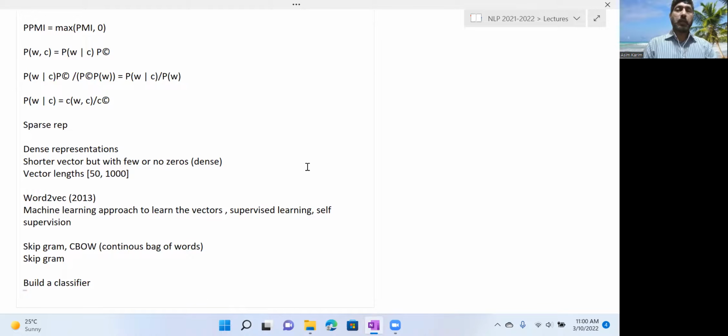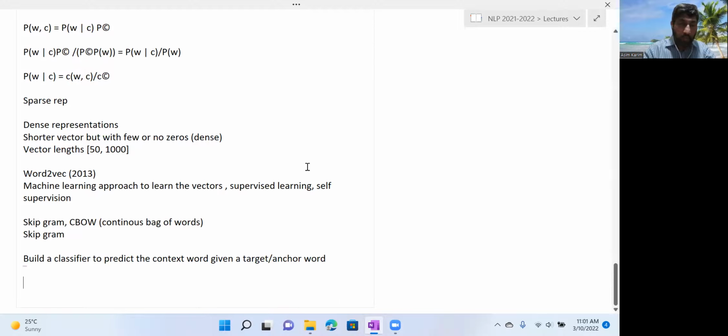Classifier. Okay? To build a classifier to predict the context word given a target or anchor word. So this is, of course, the approach used for skip-gram. So remember, prediction: we are learning a classifier. We're learning a model that, when given a target word, will predict the probabilities of all the words that occur in its context.